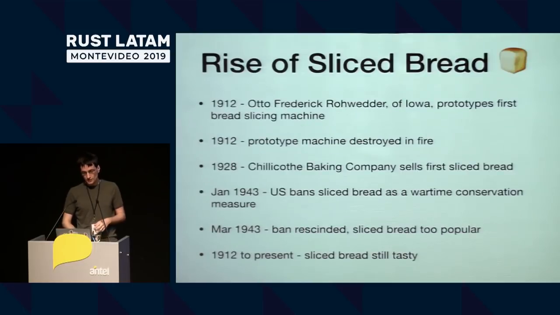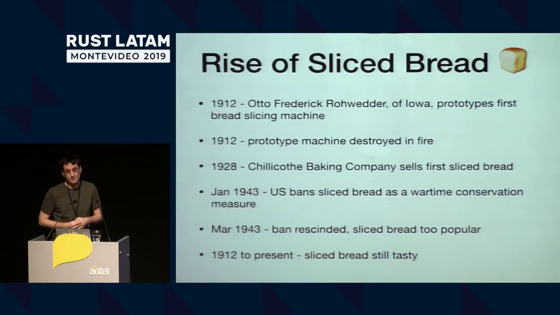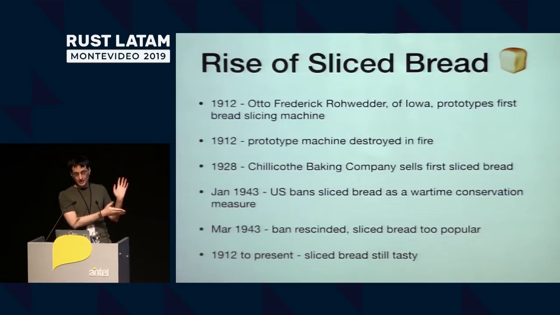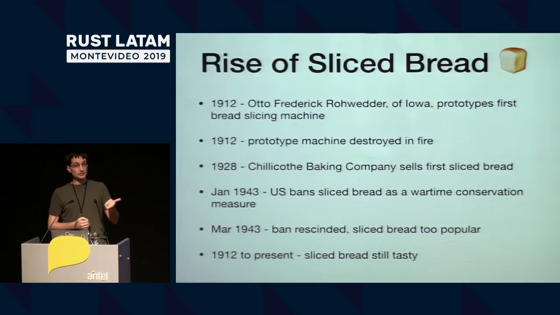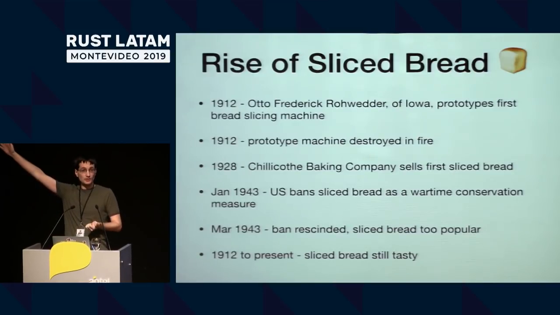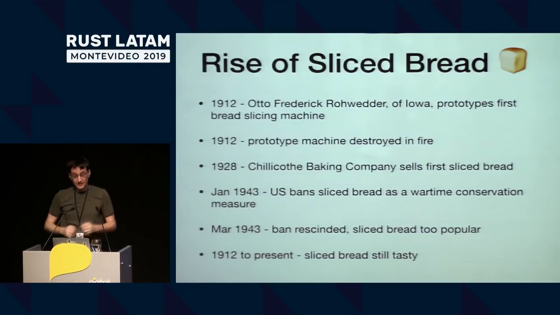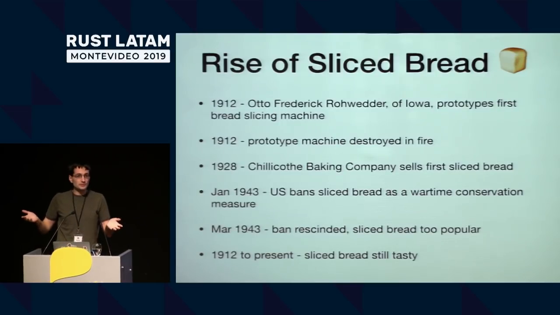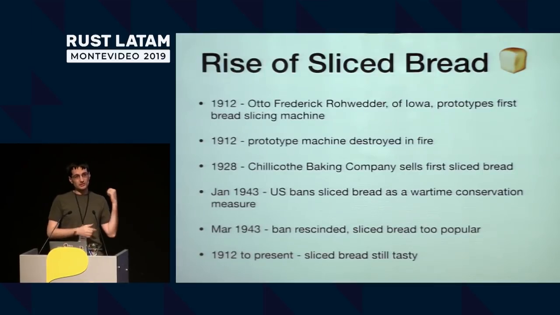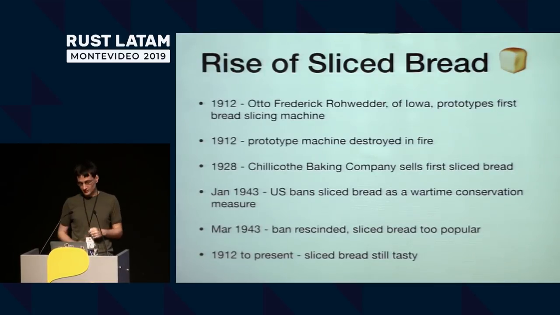So it's only fair that we talk about the rise of sliced bread, as it's the comparison as well. Most of this is copied from Wikipedia, but there are two notable points. One is that the inventor of sliced bread is from Iowa. I also came from Iowa, so I'm very proud of that. I did not know that before, anyway. The next thing is that in World War II, the US banned sliced bread because it was so difficult to produce, but then they had to undo that because it was too popular and everyone revolted.